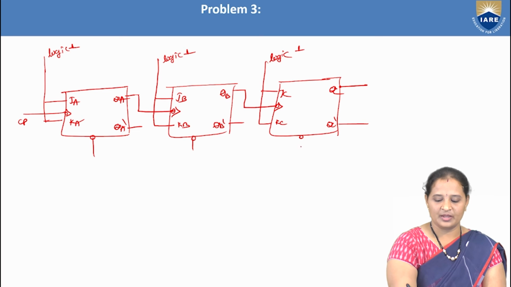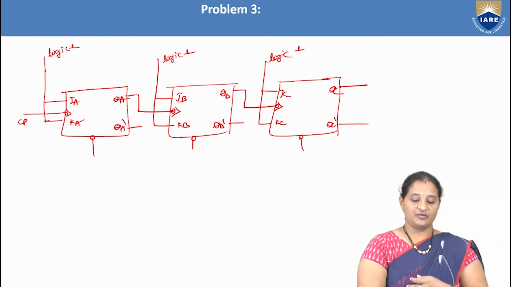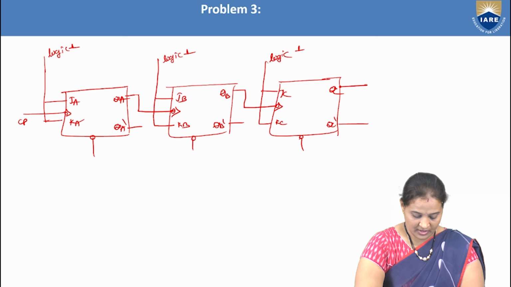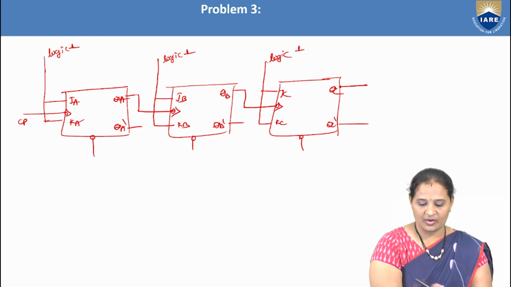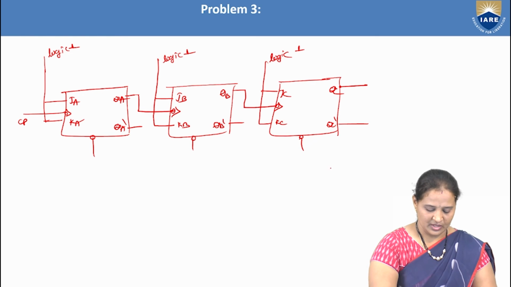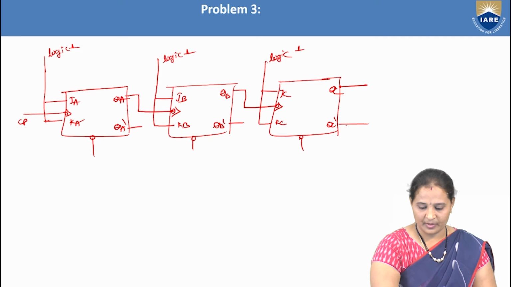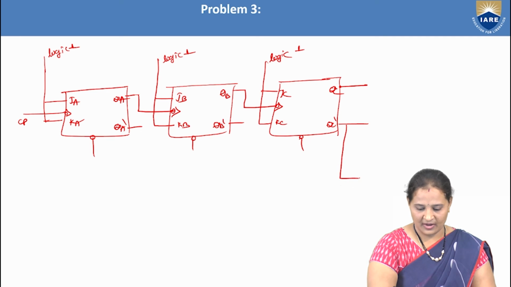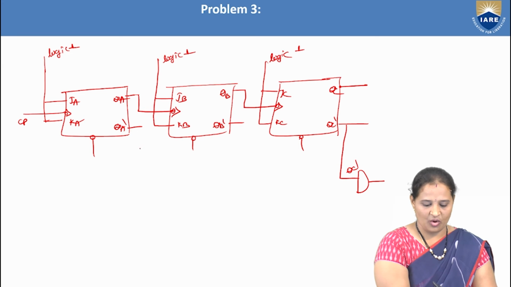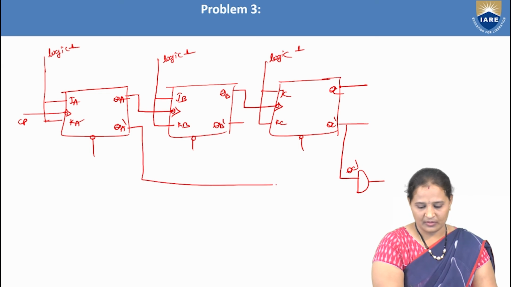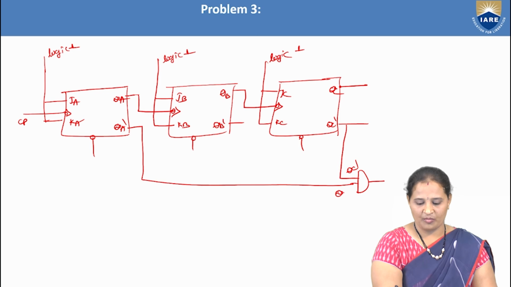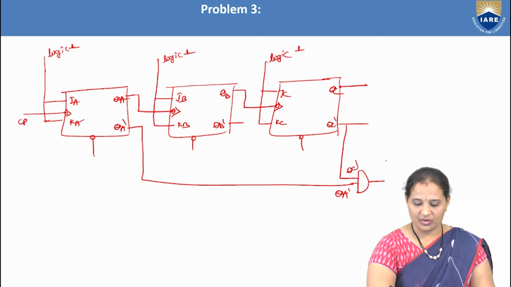So these are the reset inputs. Before that we have to derive the equation of Y. So how can we have a Y equation? Y can be obtained by taking an AND gate. Okay, so it is QC complement and QA complement, right? And we need to have an OR gate.